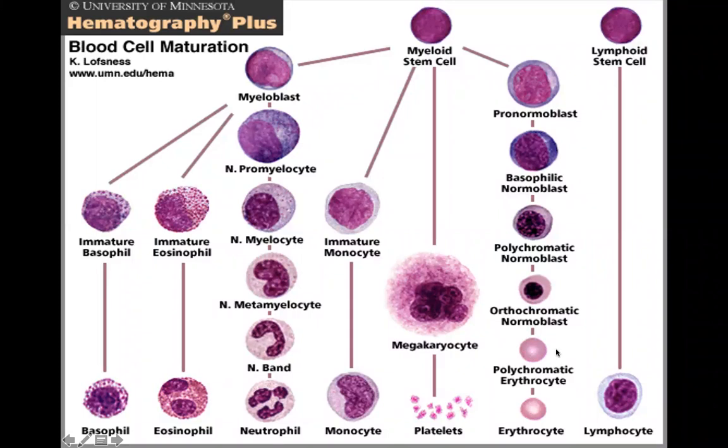And then you have your polychromatic erythrocytes. The polychromatic erythrocytes correspond to your reticulocytes. And then eventually, your polychromatic erythrocyte is enucleated as well. And then eventually you have your mature erythrocytes.